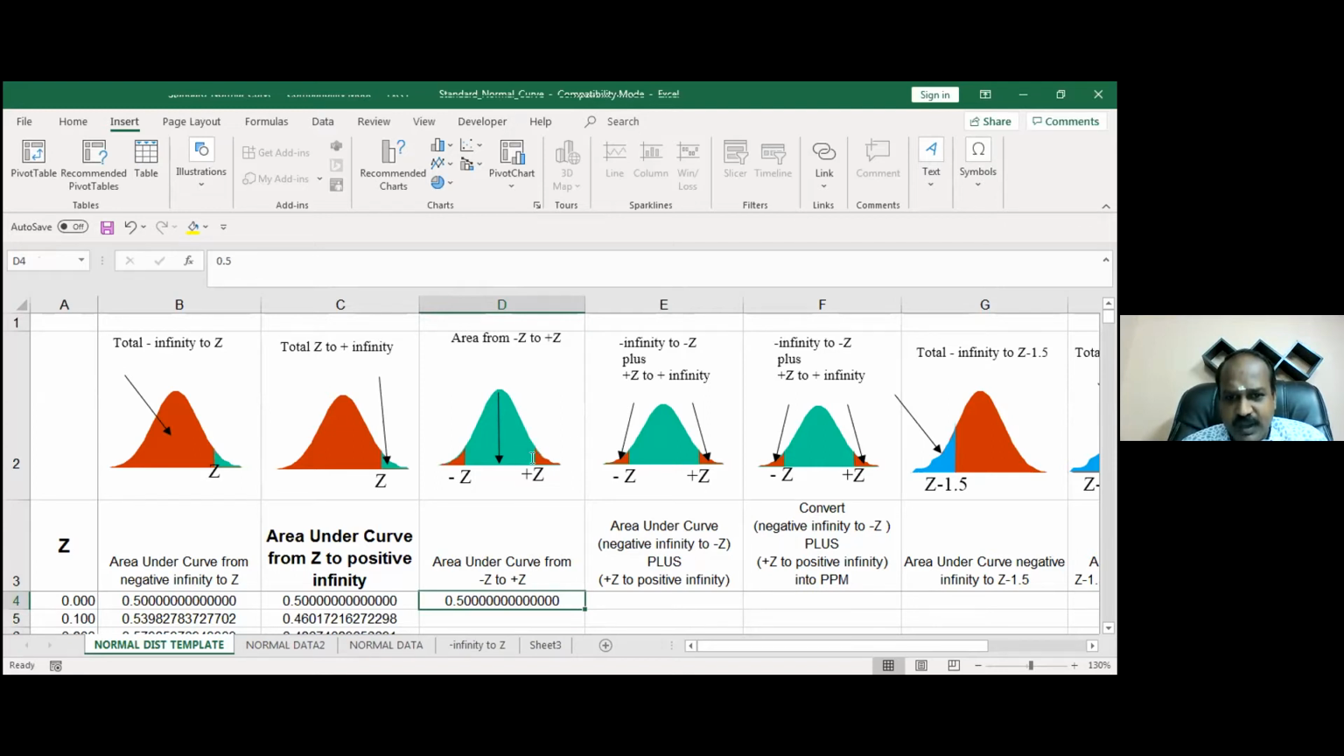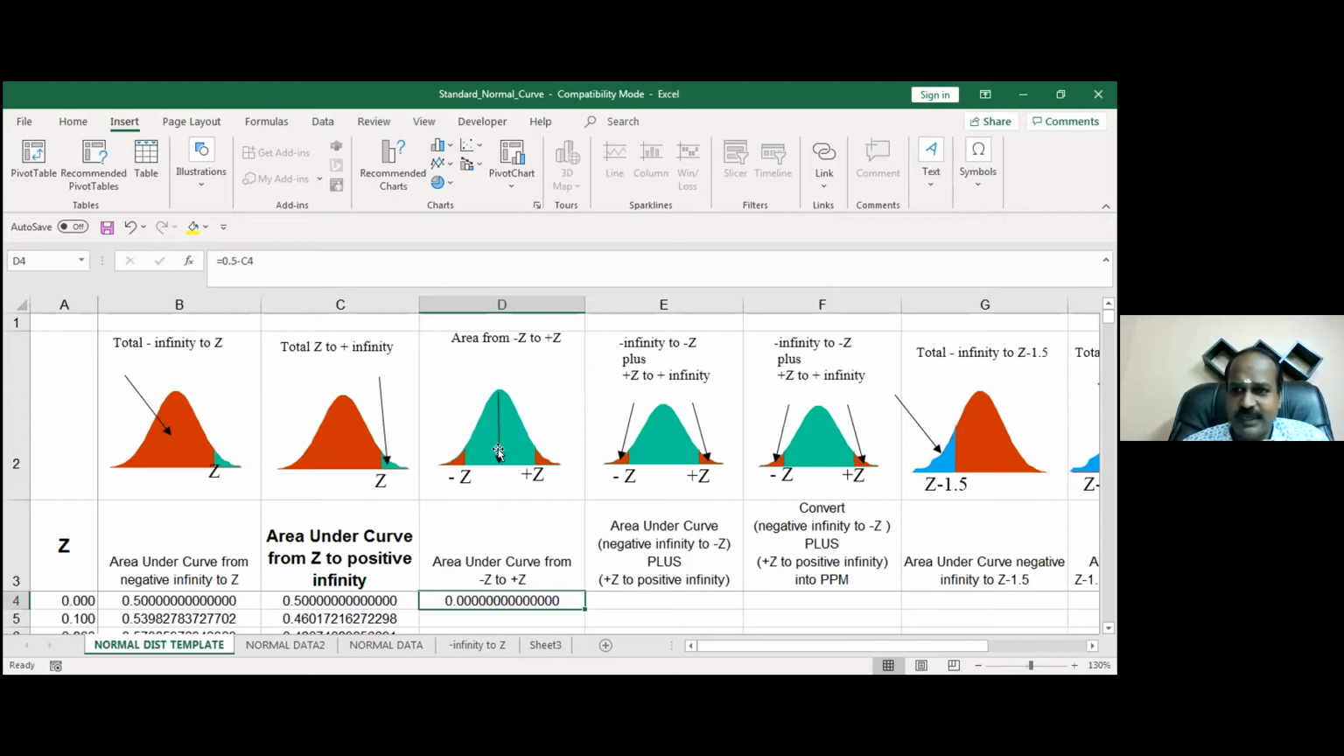But this small orange color area, what is the orange color area? Failure rate. That failure rate we already calculated here, C4. So this right side green color area is equal to total area minus failure rate. Now what is this? 0.5 minus failure rate on the right side.